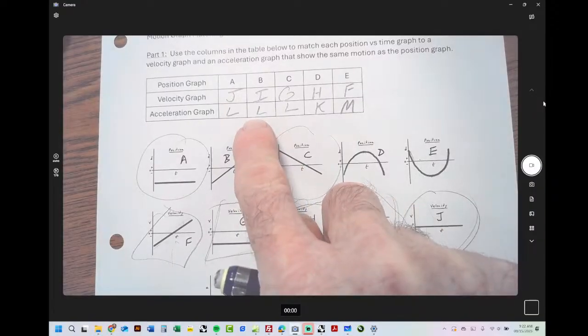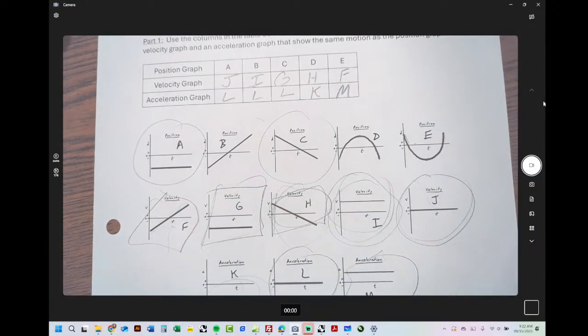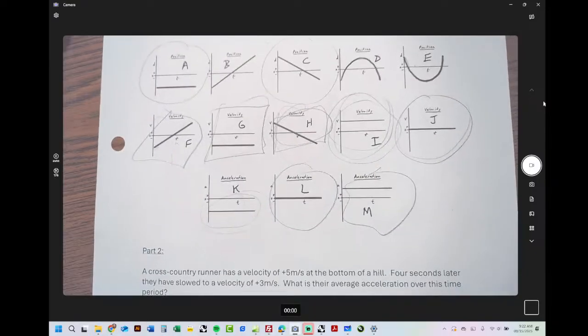A little weird that all those constant acceleration ones were at the beginning. I just scrambled them randomly. They turned out that way.